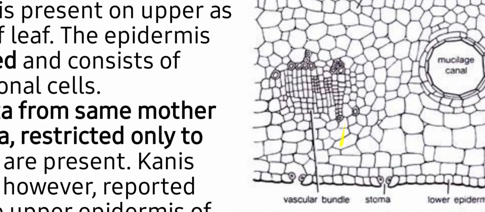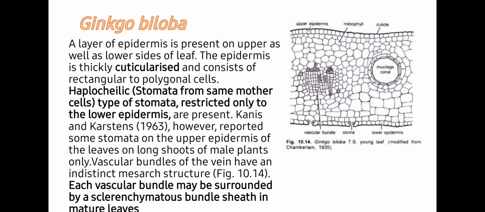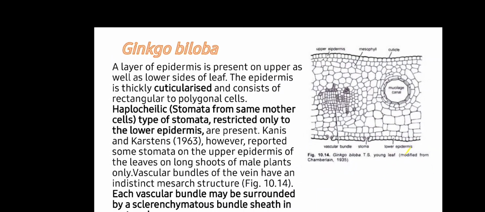And the basilar bundles are surrounded by sclerenchymatous tissue. But sclerenchymatous tissue is present only at maturity. Stomata are haplochilic type and they are restricted to the lower surface. And midway you will also find some mucilage canals.